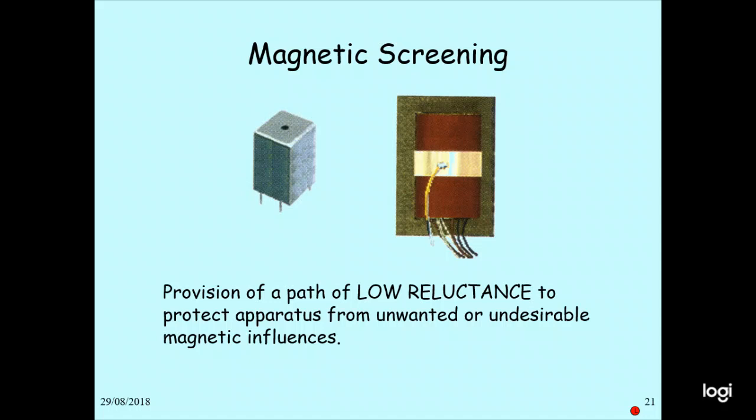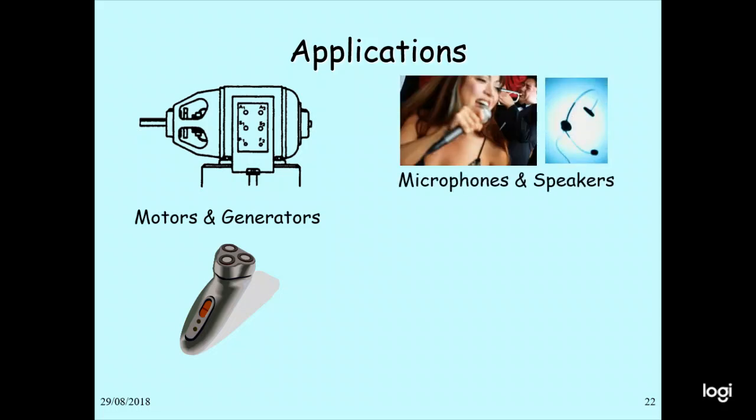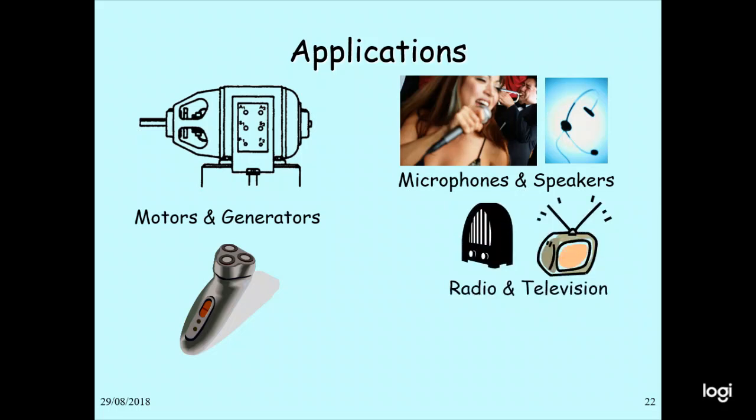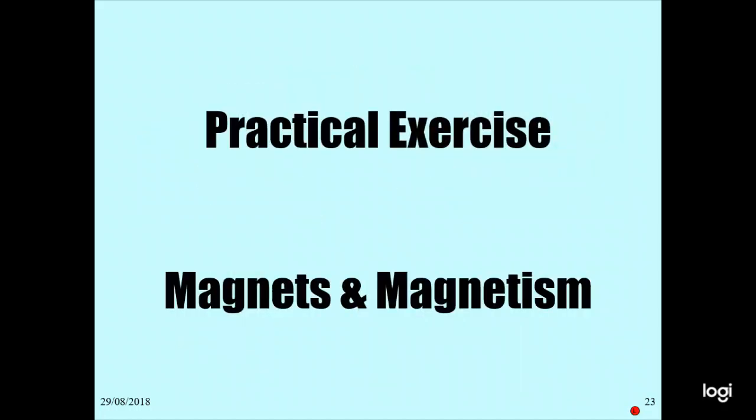This is the provision of a path for low reluctance to protect the apparatus from unwanted or undesirable magnetic influence. Applications: we use magnetism in the generator, and also in the microphone and speaker. We also use magnetism in radio and television, and also in the magnetic guitar and measuring instruments. These are applications of magnetism.